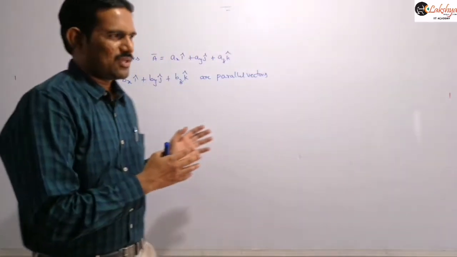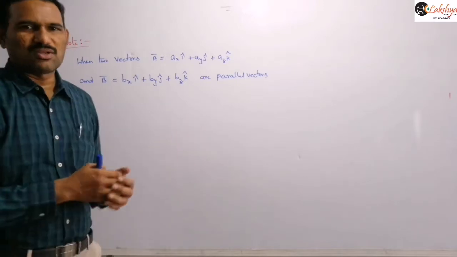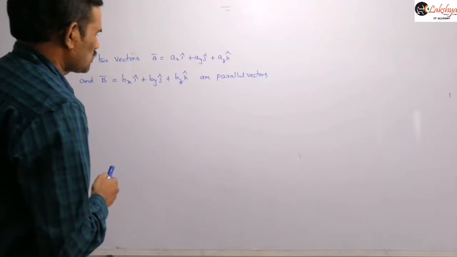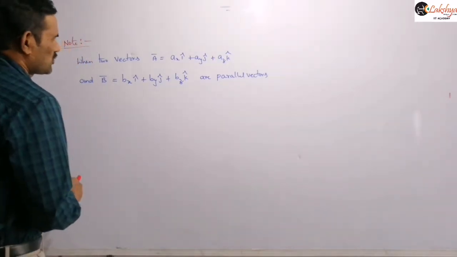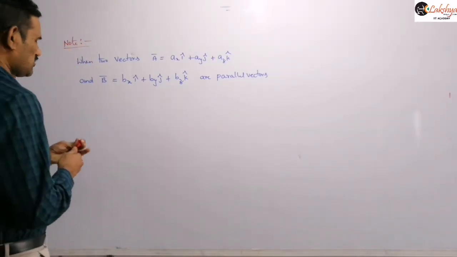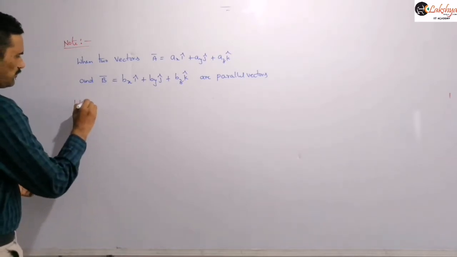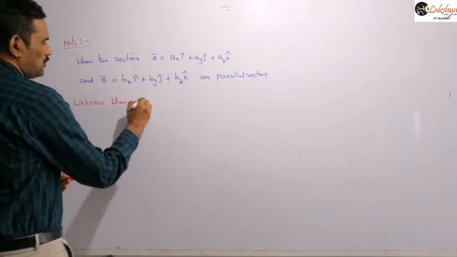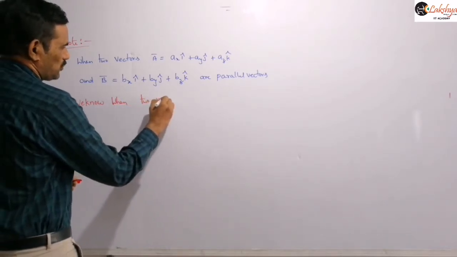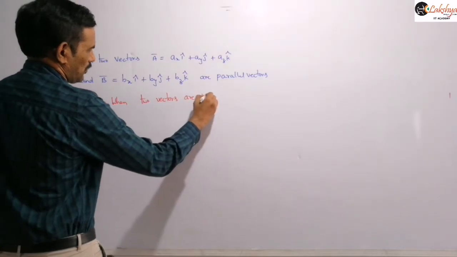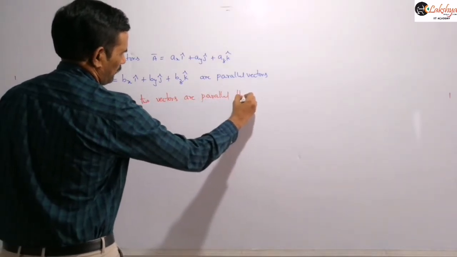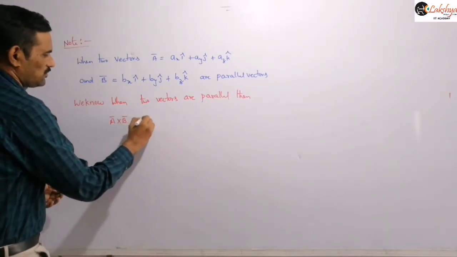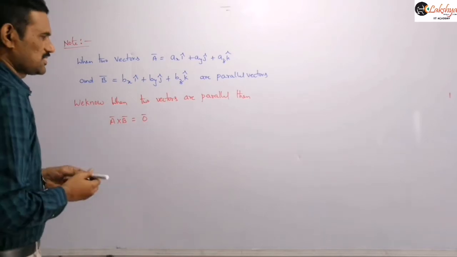Similarly here, we can use a similar property. Some unknowns will be given in one of the vectors, so we can find those unknowns if those two vectors are parallel to each other. We know the condition that when two vectors are parallel, the cross product should be equal to 0. So when two vectors are parallel, then A bar cross B bar will be equal to 0 bar. That means it is a null vector.